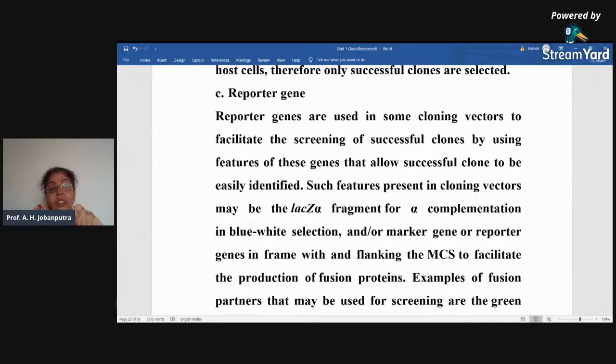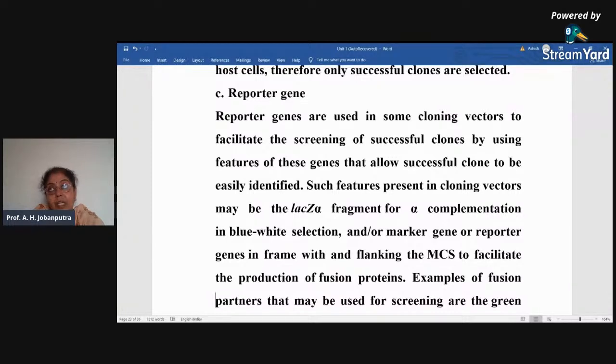Such types of clones need to be screened from the other clones, and for that purpose these reporter genes are used. Such features are present in cloning vectors, maybe the lacZ gene. So that will be useful. The lacZ gene will be a reporter gene. This lacZ gene has the ability to produce the enzyme beta galactosidase. So even in insulin, the lacZ gene is used as a reporter gene.